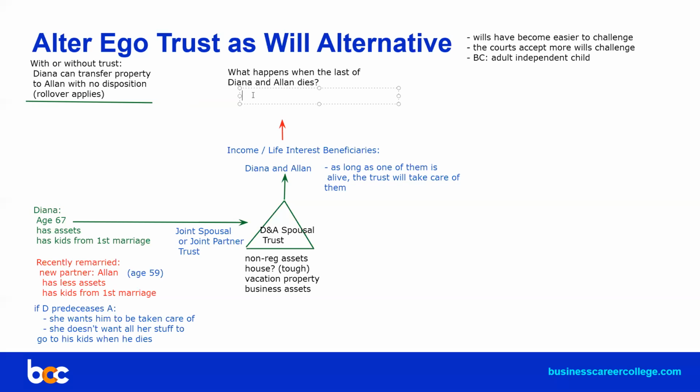So yeah, what happens when the last of them dies? And what's going to happen here is we're going to have what are called residual or capital or remainder beneficiaries. Or sometimes the remainder men, which is such a great word. And that will most likely be Diana's kids from her first marriage.